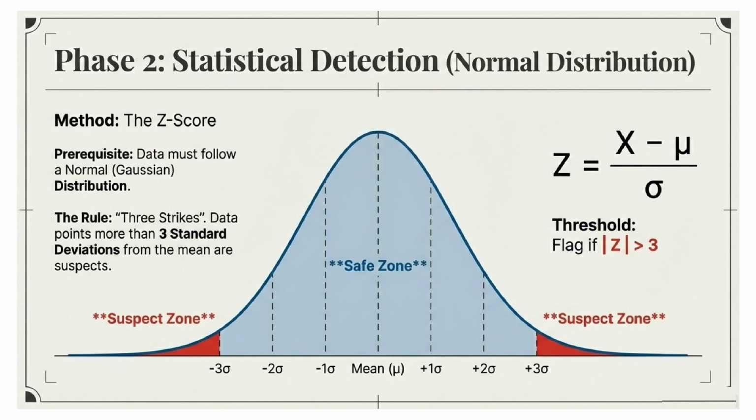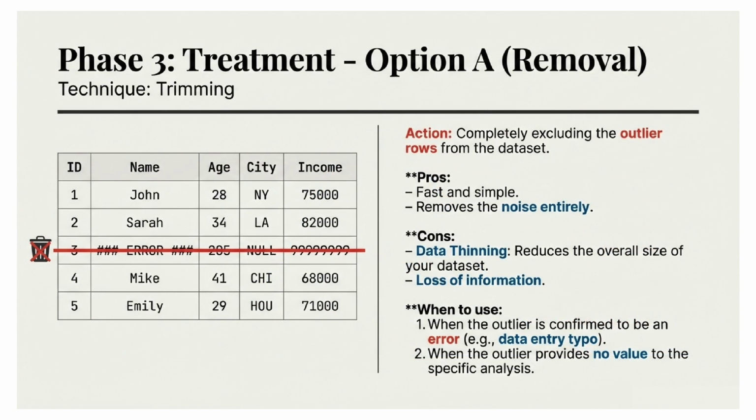In statistical detection, which brings in mathematical rules, when data follows a normal distribution, the z-score measures how far a value is from the mean in terms of standard deviation. Values lying beyond 3 standard deviations on either side are flagged as potential outliers. In phase 3, we handle outliers using the removal method, also called trimming. Here, the outlier row is completely removed from the dataset.